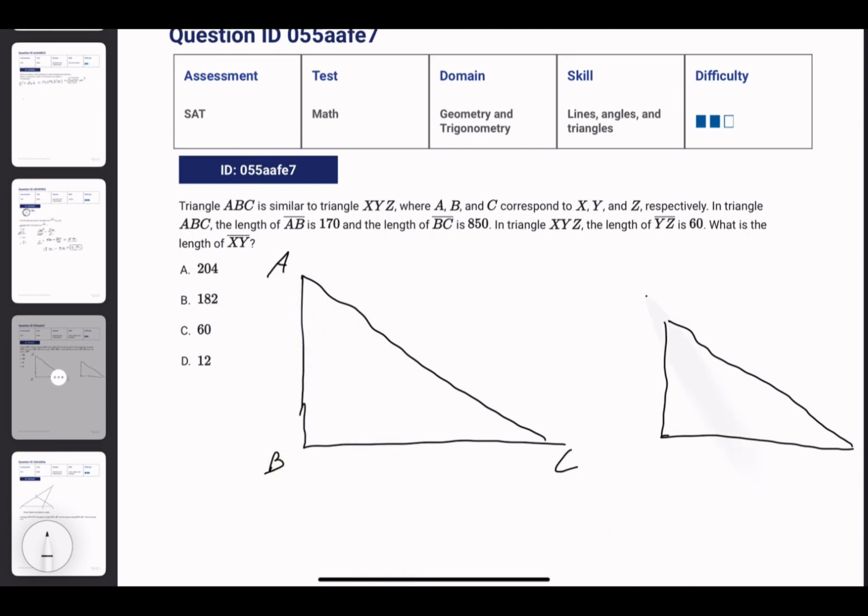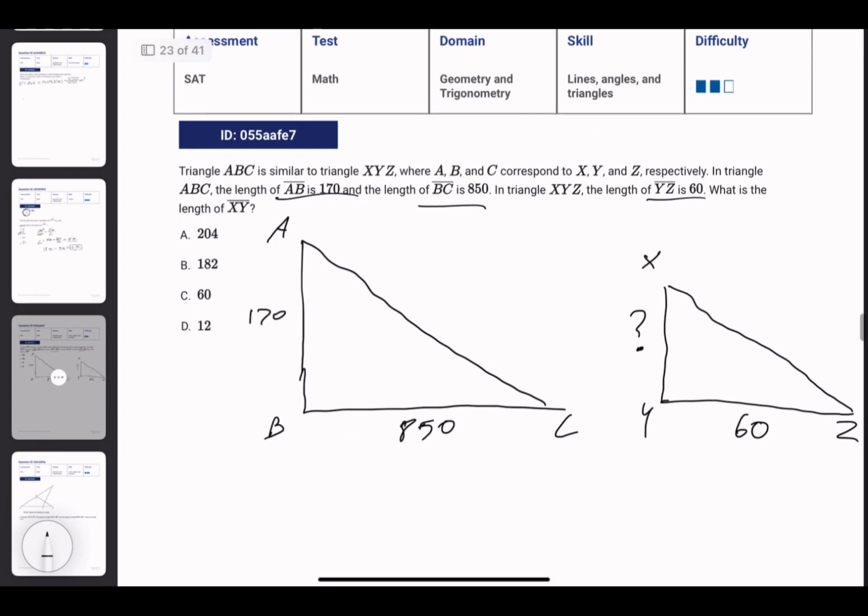And we have triangle X, Y, Z. It's important you label them the same. So if you do A, B, C here, it has to be X, Y, Z there. Now we're going to label our lengths. So AB is 170. BC is 850. Obviously it's not to scale, as you can see, but it's just for a little visualization. Line YZ is 60. Now it's asking what is the length of XY.